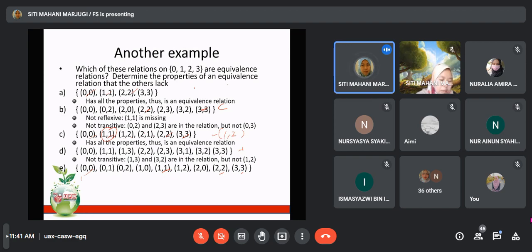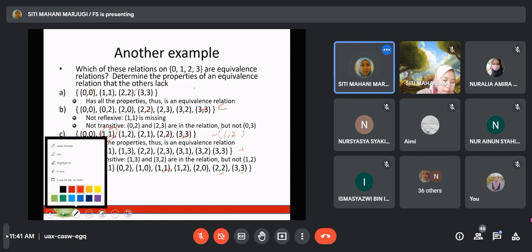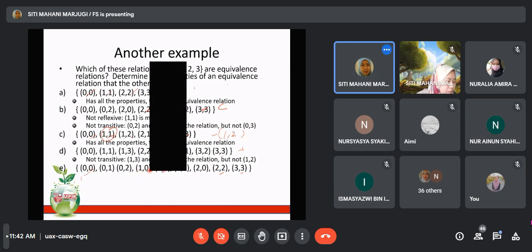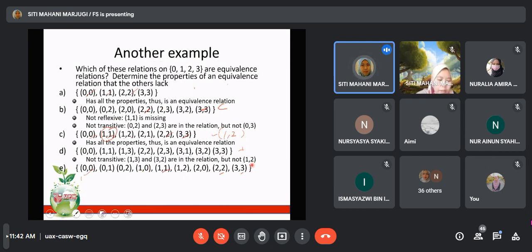Okay, 0,1. Ada tak 1,0? Okay, 0,1. Sekejap, saya pakai 0,1. 0,1, 1,0. Suppose started from the 1,1,0. So we got the 0,1, 1,0. Okay, 0,2, 2,0. 1,0, 1,0, 0,1. Ada kan?